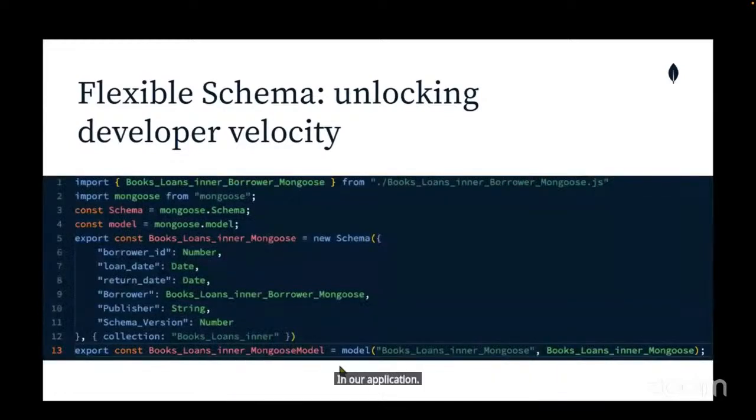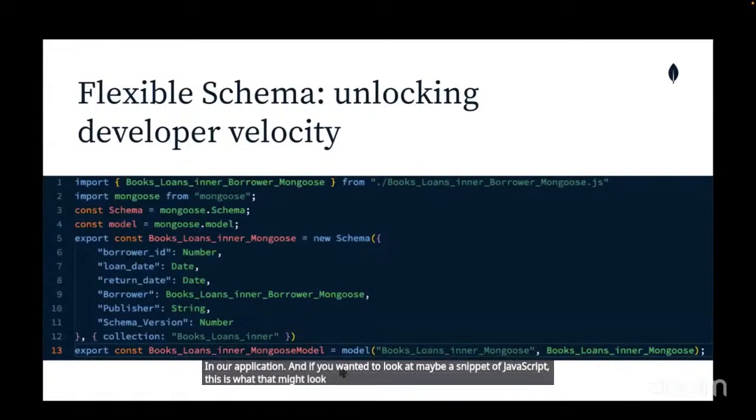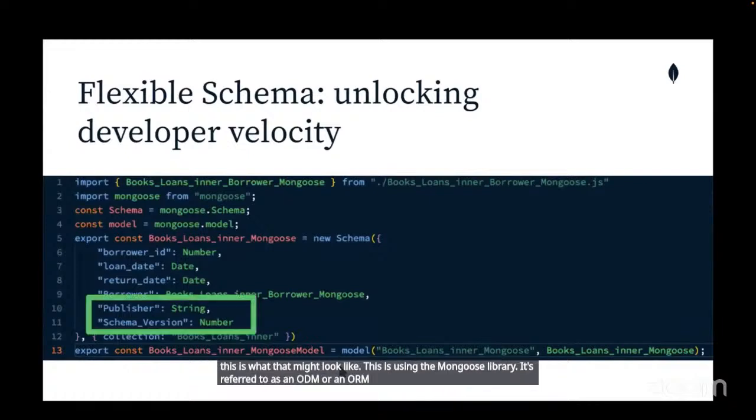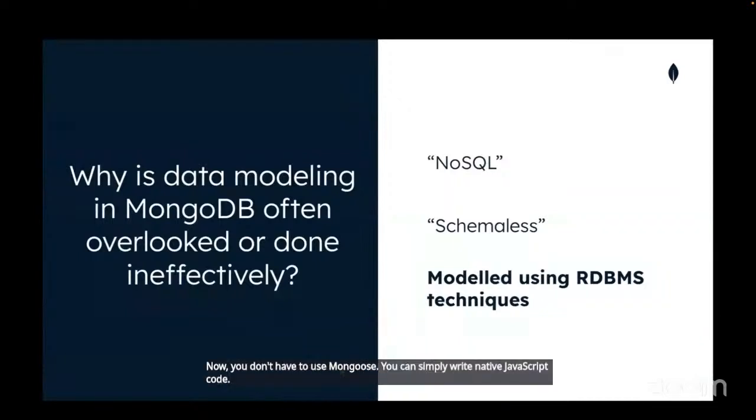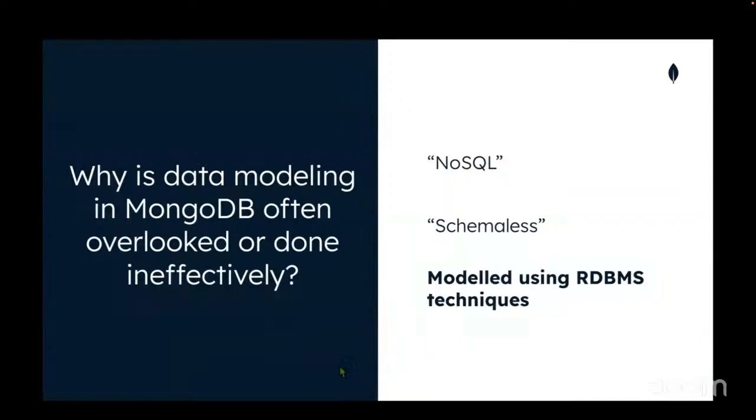And if you wanted to look at maybe a snippet of JavaScript, this is what that might look like. This is using the Mongoose library. It's referred to as an ODM or an ORM. And here we're adding publisher and schema version. Now, you don't have to use Mongoose. You can simply write native JavaScript code. But that is an example for you.